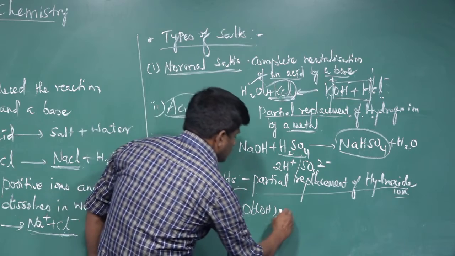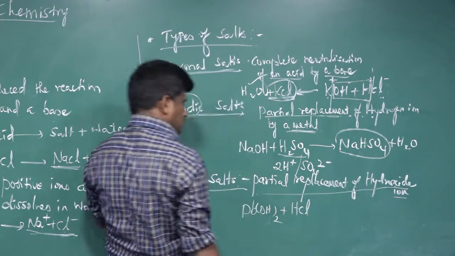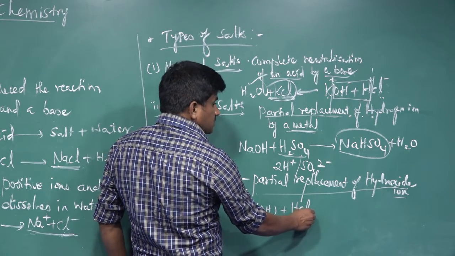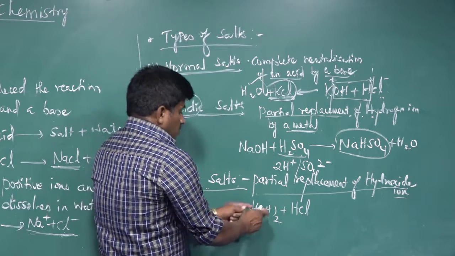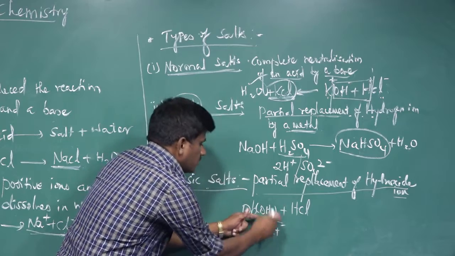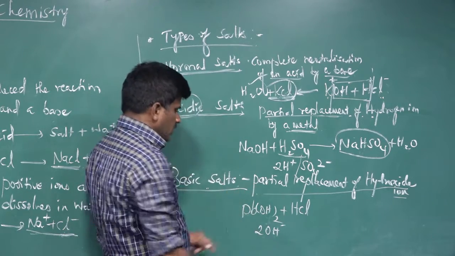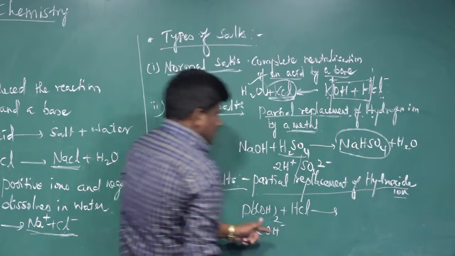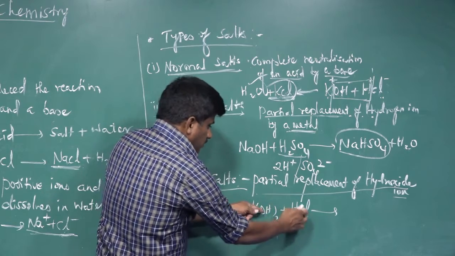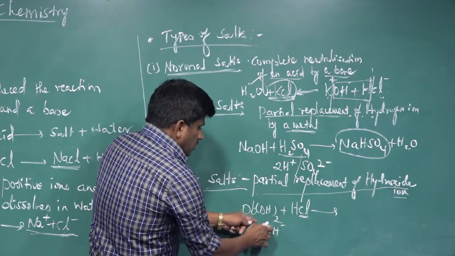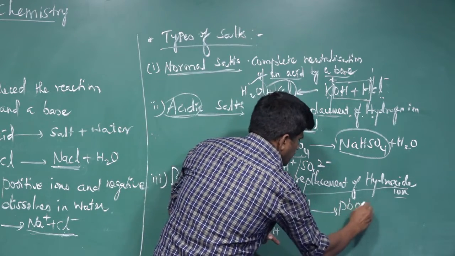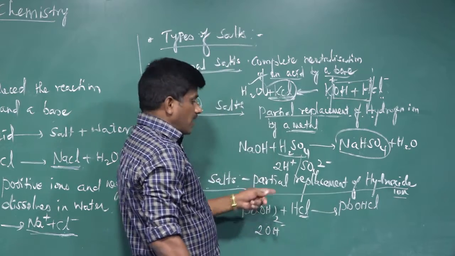When this lead hydroxide is mixed with an acid, that is hydrogen chloride, in this hydrogen chloride the Cl minus is called the acid radical. For the partial replacement of OH minus, this is to be written as 2OH minus, because there are two hydroxide ions present in lead hydroxide. One OH minus is replaced by this acid radical, and the product formed is PbOHCl. This is called lead hydroxychloride.